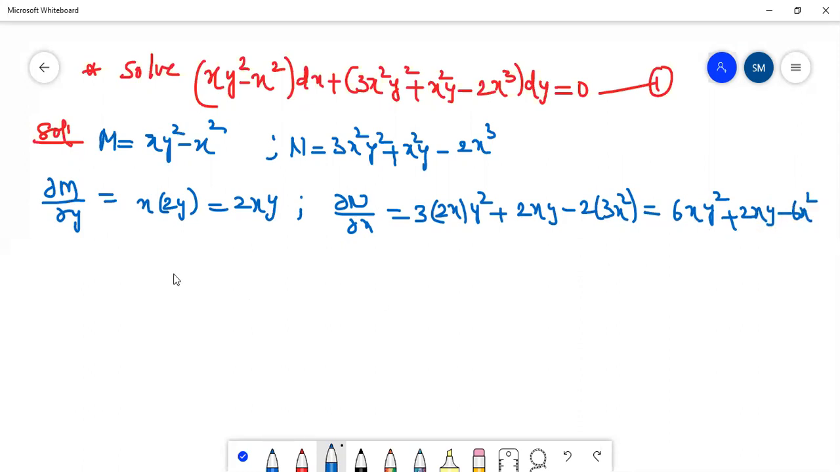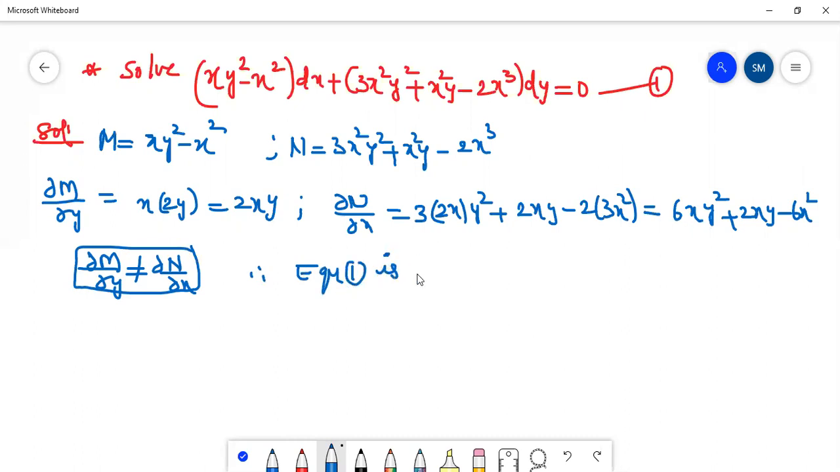Okay, just observe this, it is clearly non-exact. Why? Because dou M by dou y is not equal to dou N by dou x. Therefore, equation 1 is a non-exact differential equation.